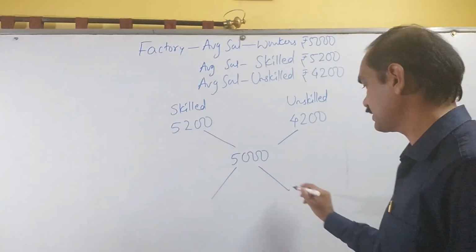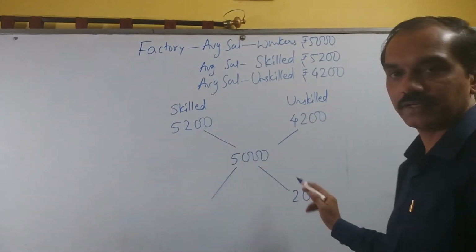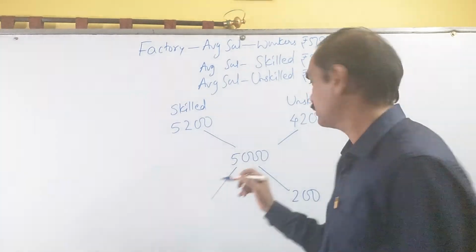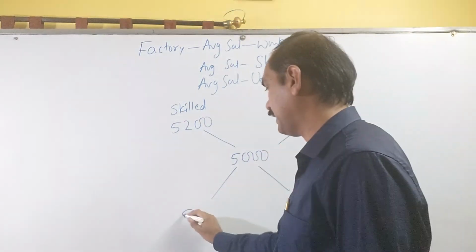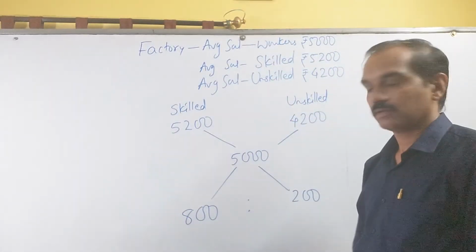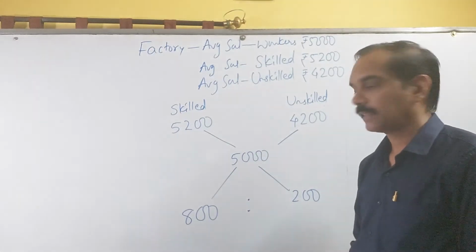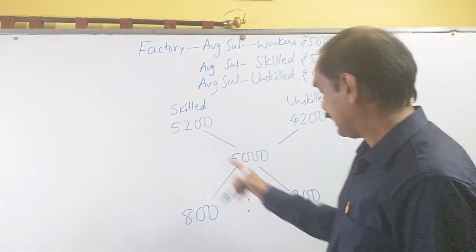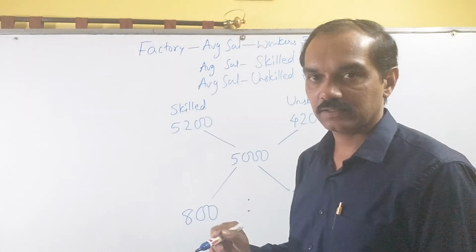5,200, 5,000. How much is the difference? 200 is the difference. Difference means always subtract the least from the greatest. 4,200, 5,000. How much is the difference? 800. Just put a ratio sign in between. Now this 800 is related to skilled workers and 200 is related to unskilled workers, right?